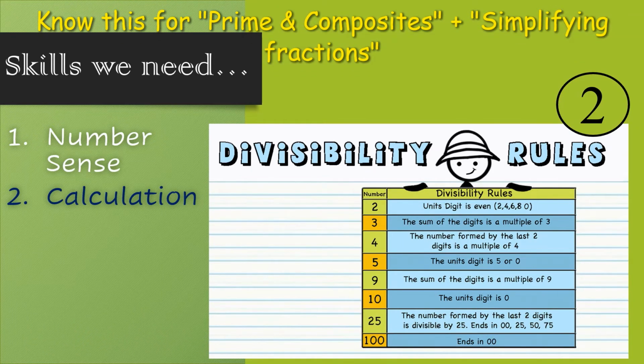Another skill that kind of goes hand in hand with calculation is called prime and composite. And with prime and composite, it is very critical that we know our divisibility rules. It will make your job so much easier and faster if you know the divisibility rules. At first glance, this looks like there's a lot for you to remember, but you really don't have to. You can actually combine some of these rules.